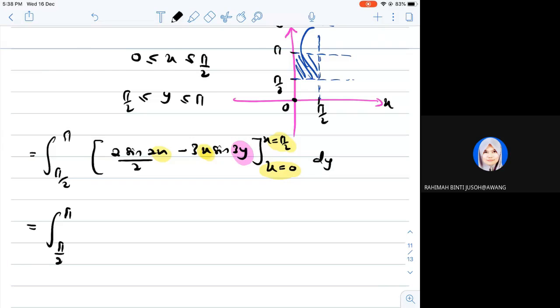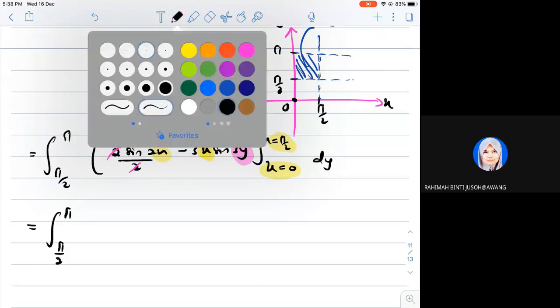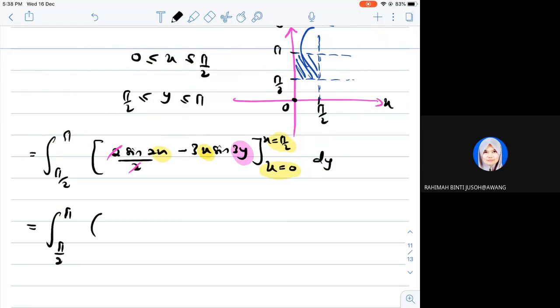You have to be careful with this sine of y. Don't ever substitute into y. So now you have to substitute into the x. So this can be cancelled. We will have sine 0 minus 3 sine 0 as well, sine 2 times pi over 2, so sine pi, minus 3. Look, substitute into this x. Don't substitute into y, substitute into x. So 3 pi over 2 sine 3y.